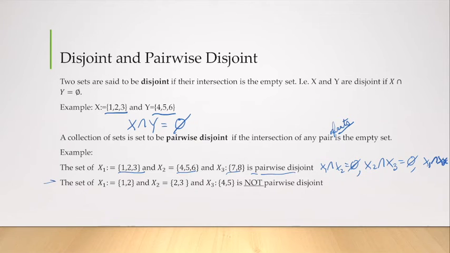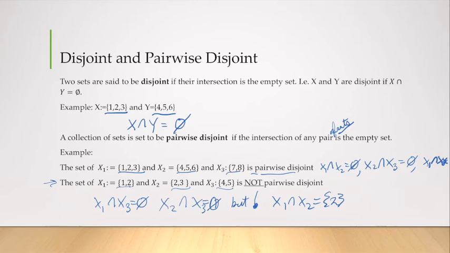The following sets, 1, 2, and 2, 3, and 4, 5, are not pairwise disjoint, and that's because, yes, X1 intersect X3 is the empty set, and X2 intersect X3 is the empty set, but, okay, X1 intersect X2, which we'd have to take, is the element 2, right? So this is not pairwise disjoint.